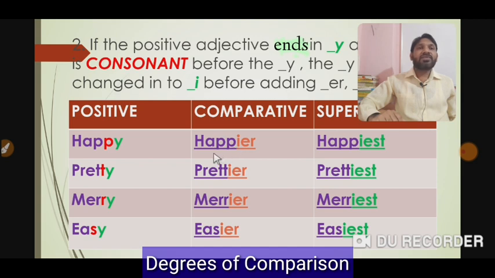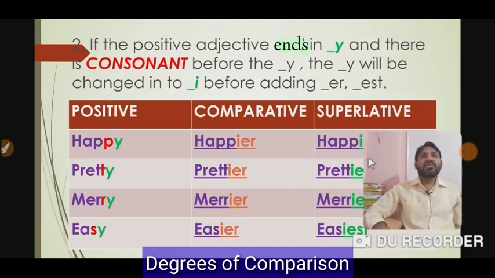Okay. So what do we see here? Happier, happiest. Prettier, prettiest. Merrier, merriest. Easier, easiest. Okay. Again, this is a very important way to form the comparative and superlative degree.